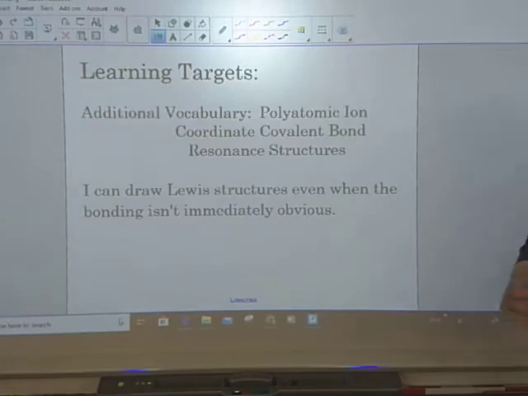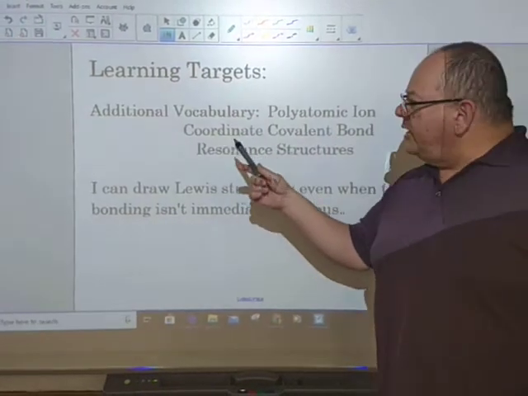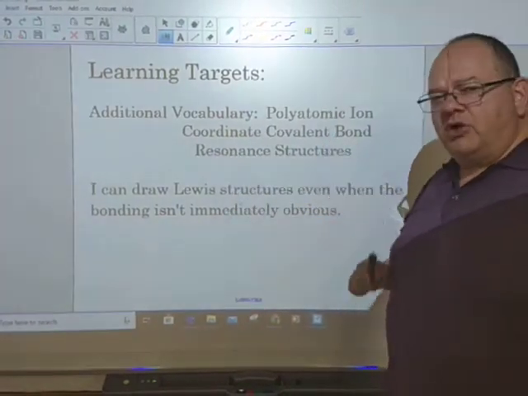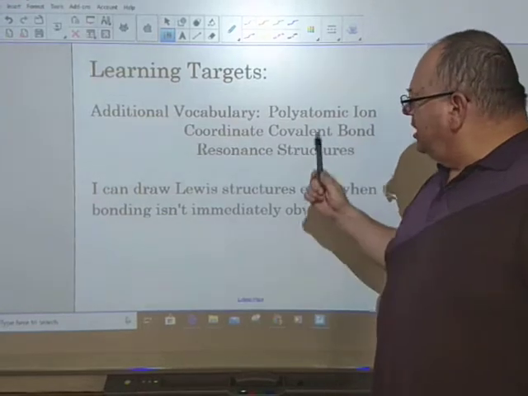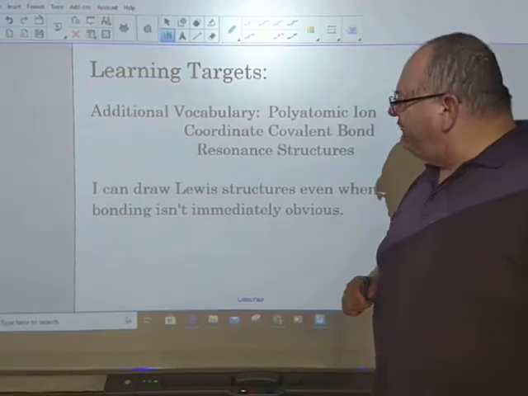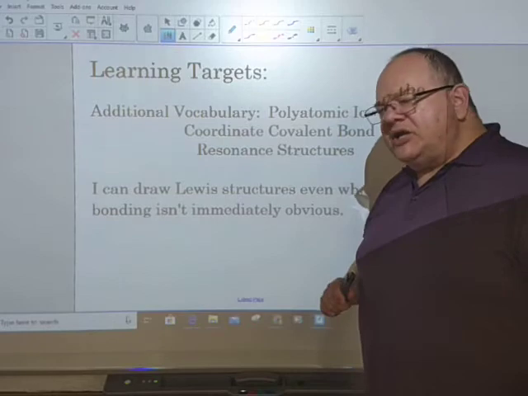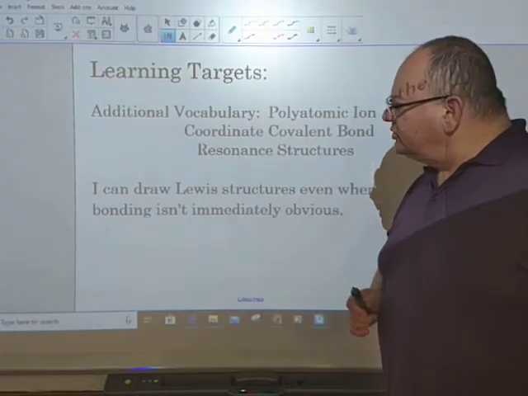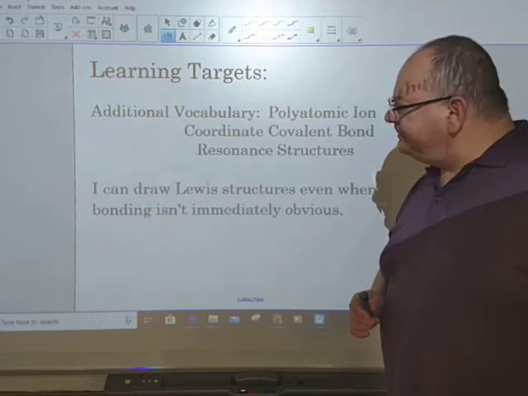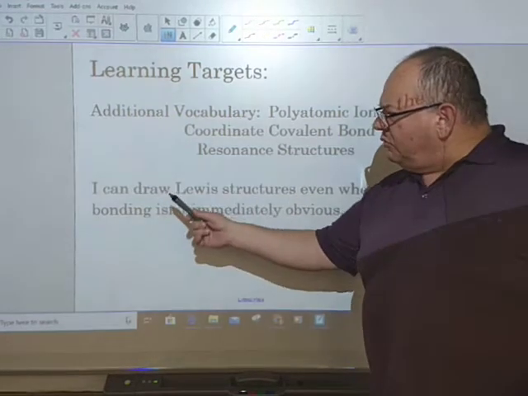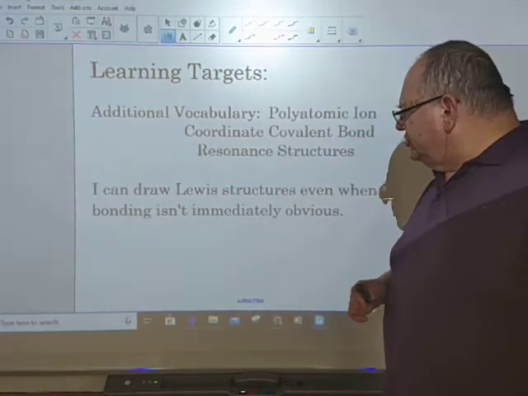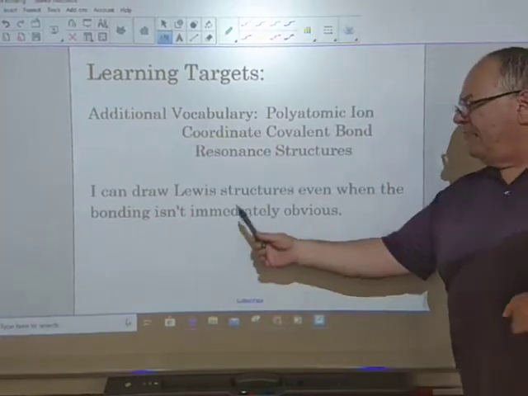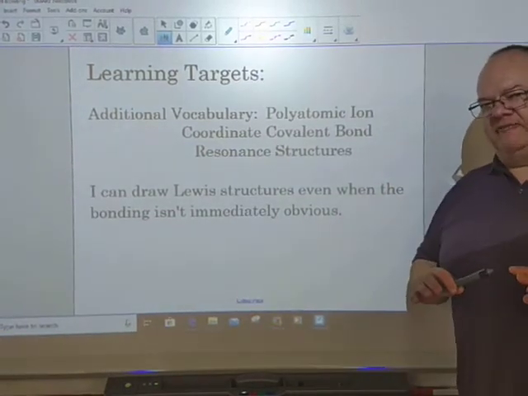Today, we're going to add a little bit of vocabulary to what we've been working with. We have something called a polyatomic ion. We have coordinate covalent bonds and resonance structures. So I want you to be familiar with those vocabulary terms, understand what they're talking about. And then we're going to work on drawing some Lewis structures even when the bonding isn't immediately obvious.